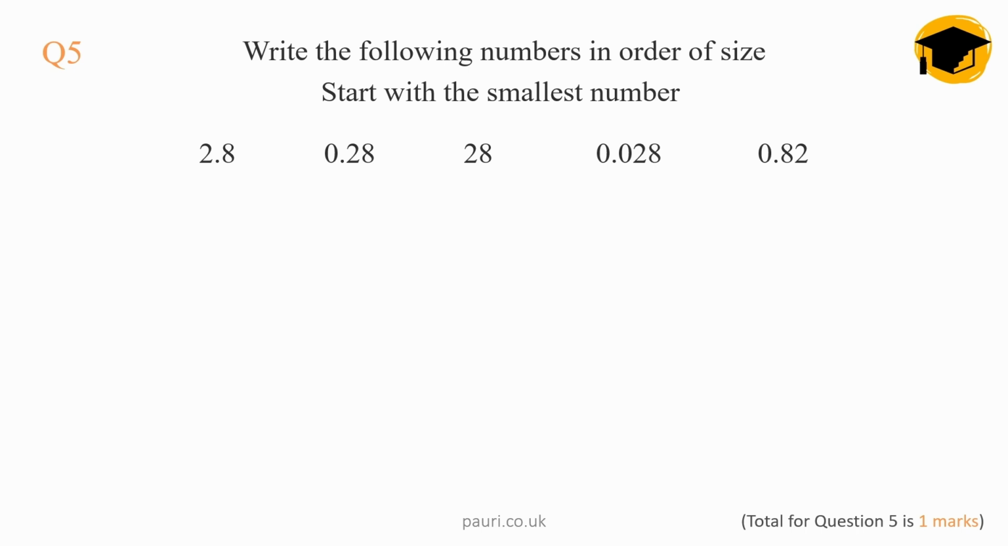Next question, write down the following numbers in order of size. Start with the smallest number. With these questions, it can get quite tricky if you are not too confident with the use of decimals. So I'm going to draw a number line to help us.